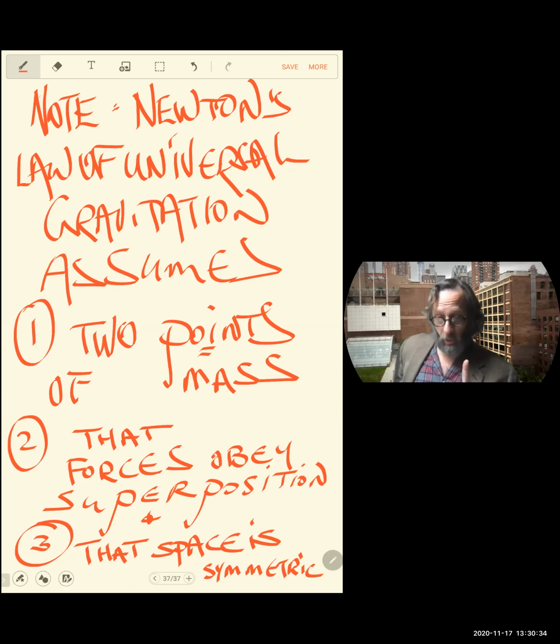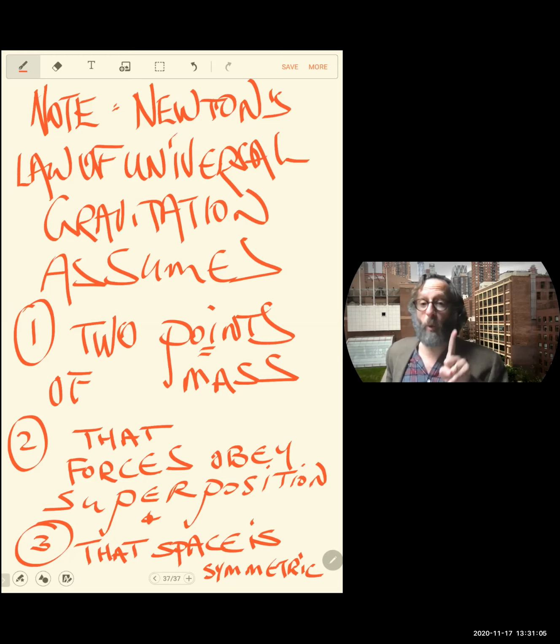How we use that law, how we're going to use it on Thursday and push it forward, is we assume that it applies to 2 points of mass. We assume that there's such a thing as a point of mass that we can handle. We're going to assume later that there are also such things as points of charge, and we're going to apply a very, very similar law to those points of charge.